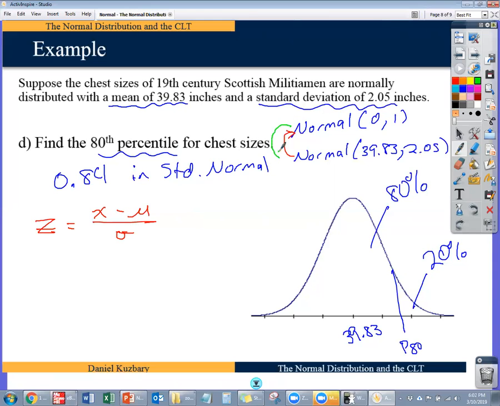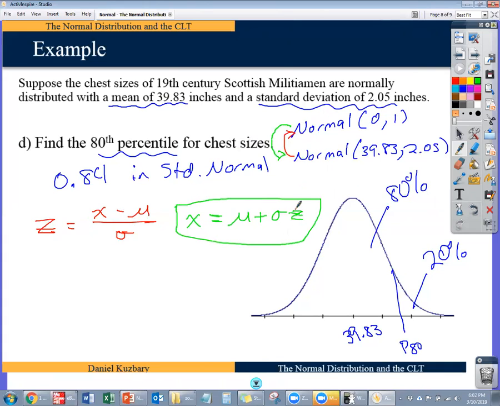So to go from standard normal to a normal with a given mean, think about doing the algebra. Multiply by sigma on both sides, add mu. You end up with this formula: mu plus sigma times z. This is the formula. So this formula will get me from standard normal to any other normal I want.